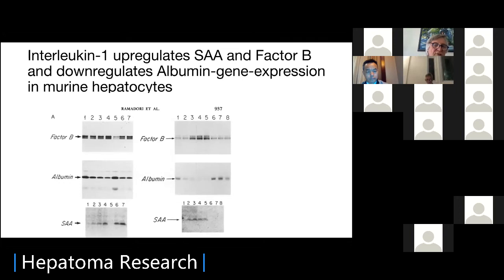We could show that in the same sample of the culture, there is an increase of factor B as a positive acute phase protein, a decrease of albumin, and again an increase of serum amyloid A, showing that there was an upregulation induced by IL-1 and a downregulation of albumin induced by IL-1. The next slide.